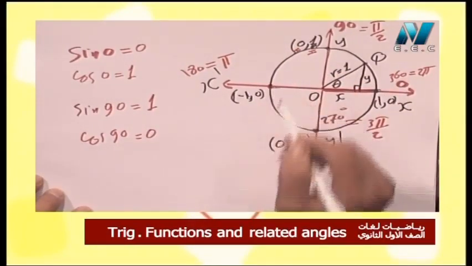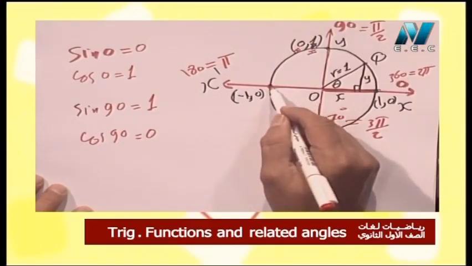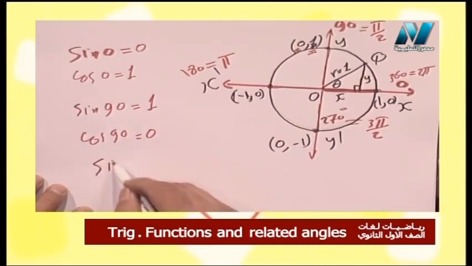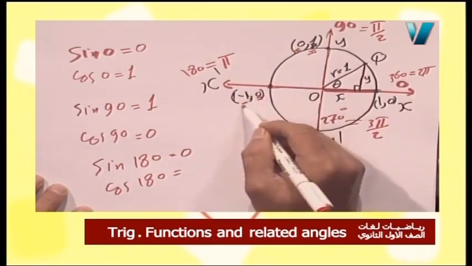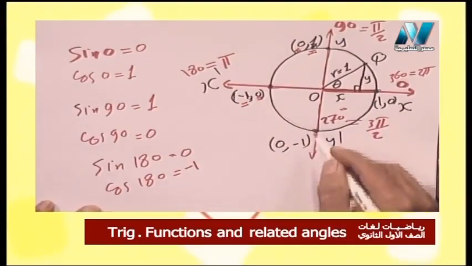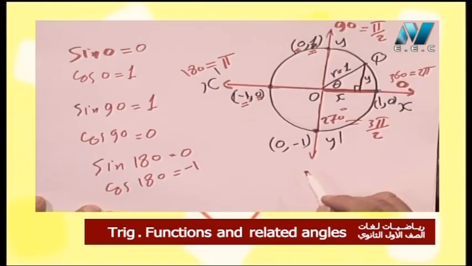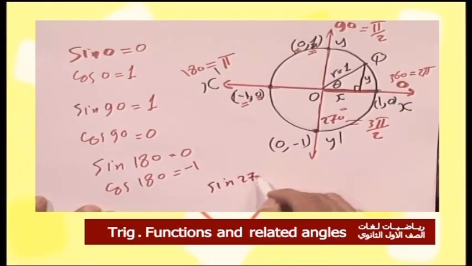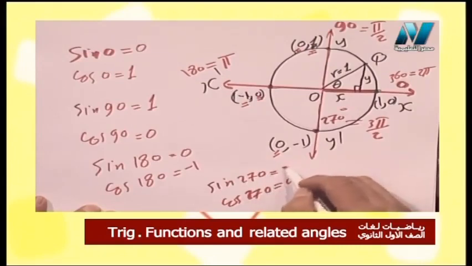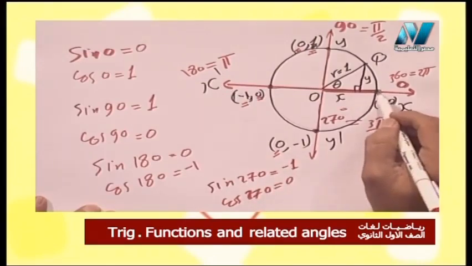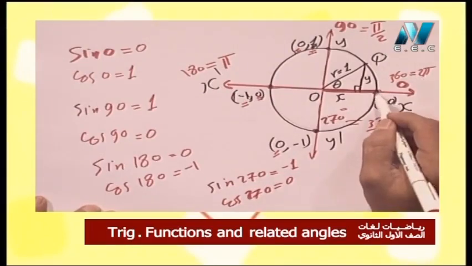Look here, if you would like to find sine 180 and cosine 180, sine equals 0 and cosine equals negative 1. And look here, which is 270, sine 270 equals what? And cosine 270 equals what? Cosine 270 equals 0 and sine 270 equals negative 1. And here is 360 or 2 pi or 0.